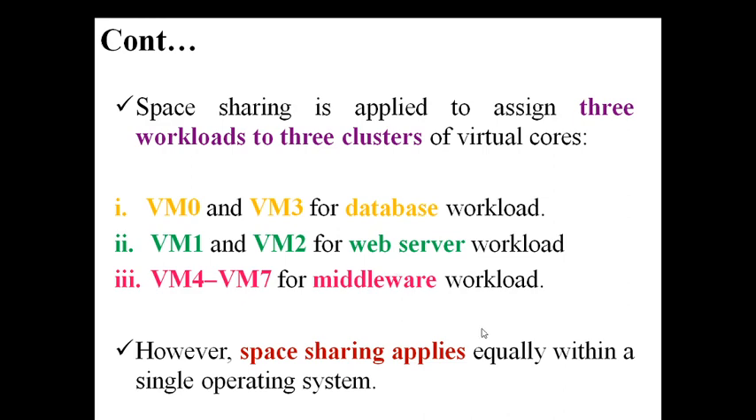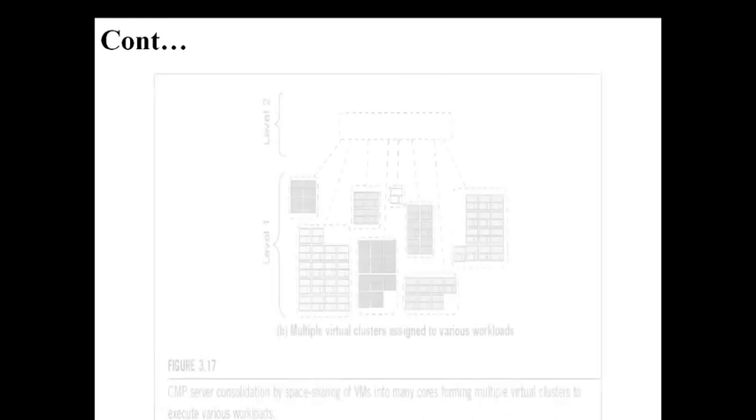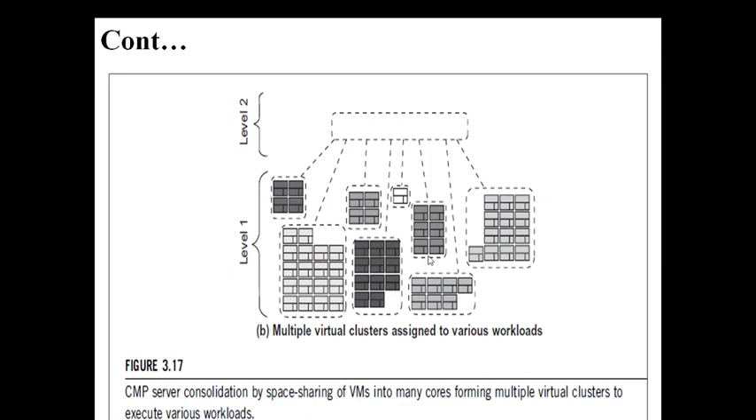However, space sharing applies equally within a single operating system. See this: the level 1 caches supporting the same type of application are going to be clustered here. This is the level 2 hierarchy of VMs. A CMP server is consolidated by space sharing of VMs into many cores, forming multiple virtual clusters to execute various workloads. Whatever these are, it is all virtualization, not physical. We can't move our devices to one place to form a cluster, so logically they are moving as a cluster.